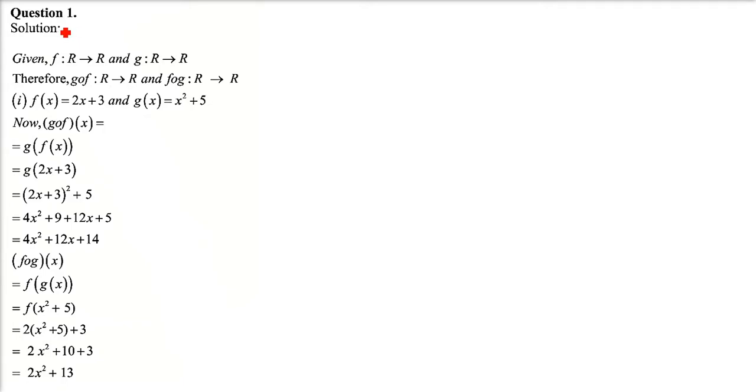We have to find g of f and f of g when there are two functions here. One is f and the other is g. So the function f is from R to R. R to R means real number to real number. And this g is also from R to R. So the domain and the codomain both are real numbers in both the functions.